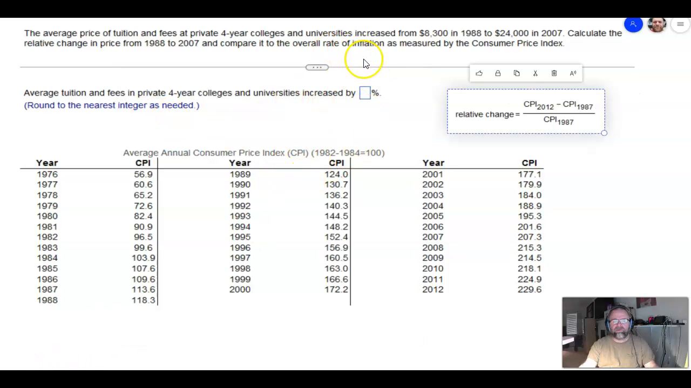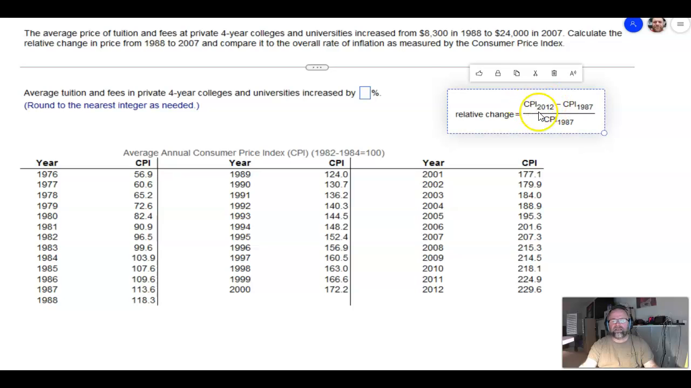Okay, now to find that relative change in inflation, we're going to basically do the same thing, except now we're going to use this table here. So we're going to take the newer CPI for the year minus the older CPI for the year and divide that by the older CPI for the year. So let's take a look at what values we're using. The CPI, the newer one for 2012, is 229 point, well, this one says 2012.